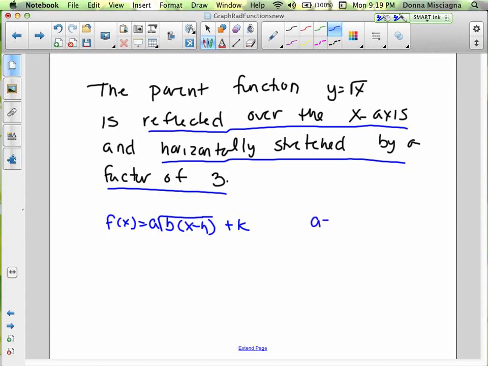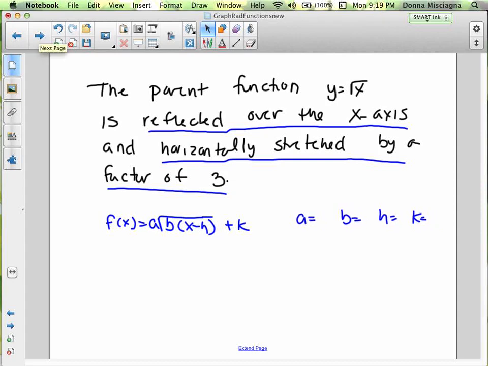So we identify a, b, h, k. I already kind of gave b, h and k away. I tried to keep this one not too complicated because we have some tougher things to deal with than this one. And there's no translation. So notice we're just reflected and stretched. No translation. We're not going up and down. We're not going right and left. It means h and k are 0.